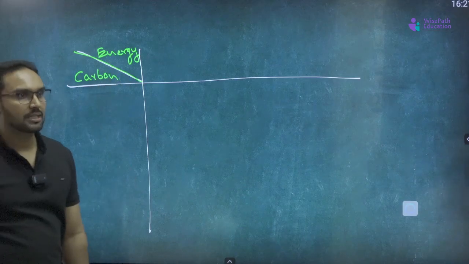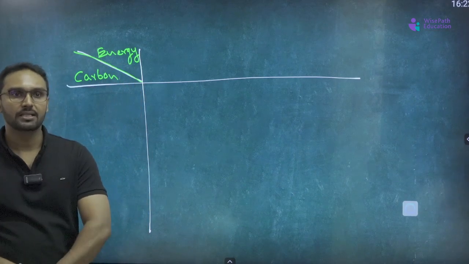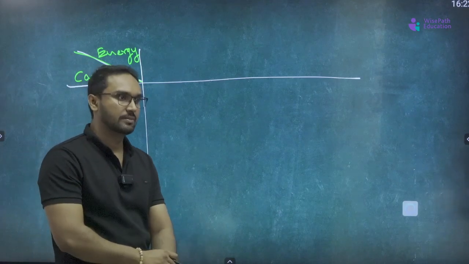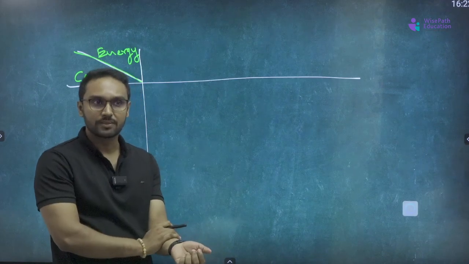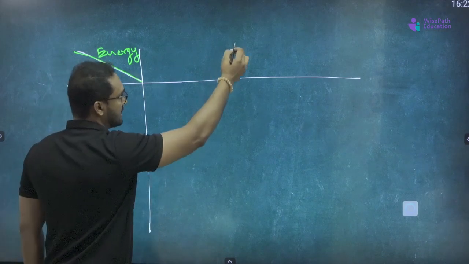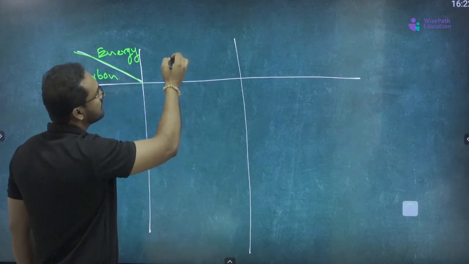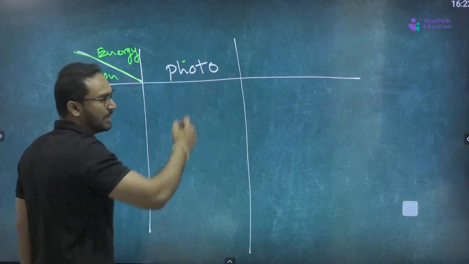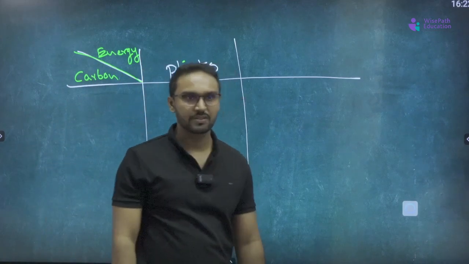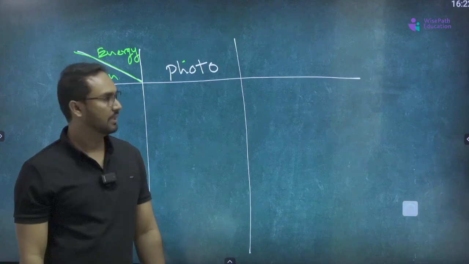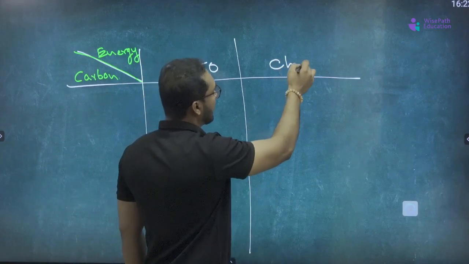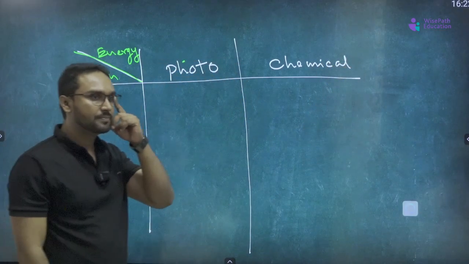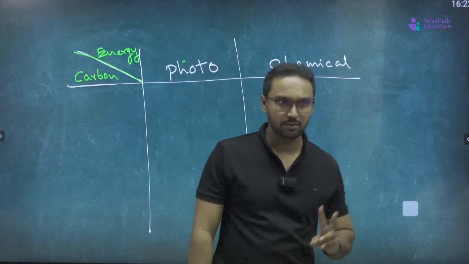And listen, there are two energy sources. What are the two energy sources? One is photo energy. Photo means the energy of the sun usually, right? Energy of the sun, you call it photo energy. The other one is chemical energy. So the two energy sources are photo and chemical. Those are the two energy types, right?